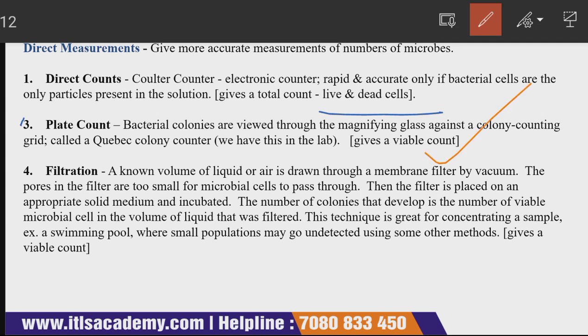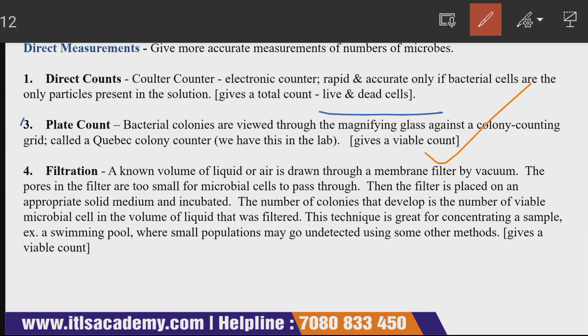Then comes the filtration. Under filtration, a known volume of liquid or air is drawn through a membrane filter by vacuum. The pores in the filter are too small for microbial cells to pass through. Then the filter is placed on the appropriate solid medium and incubated. The number of colonies that develop is the number of viable microbial cells in the volume of liquid that was filtered. This technique is great for concentrating a sample, for example a swimming pool, where a small population may go undetected using some other method.